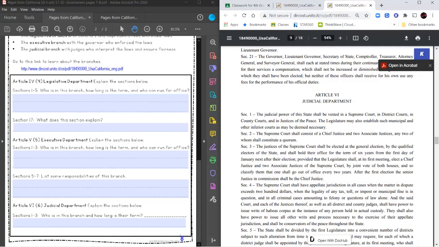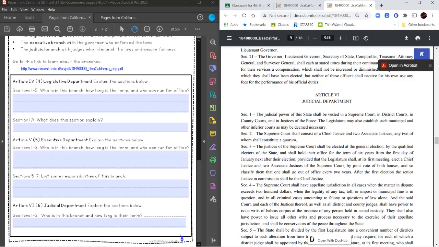The Supreme Court shall consist of a Chief Justice and 2 associate justices, any 2 of whom shall constitute a quorum. So it's a collection of basically 3 main judges. So you have the Chief Justice, who's the higher one, and then 2 assistants.